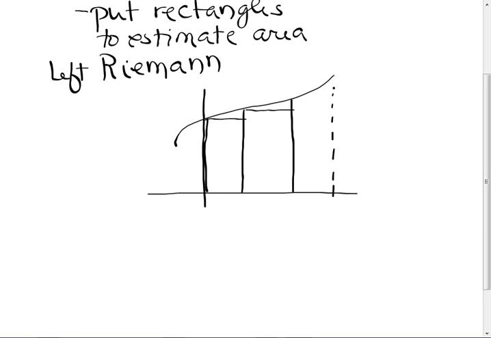How do I know if it's an overestimate or an underestimate? I draw the picture. Well, it depends. I just look at the picture. I haven't really memorized when that happens. So this is what our book calls LRAM, but it's a left Riemann sum.